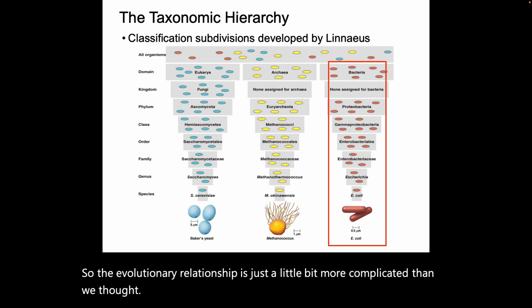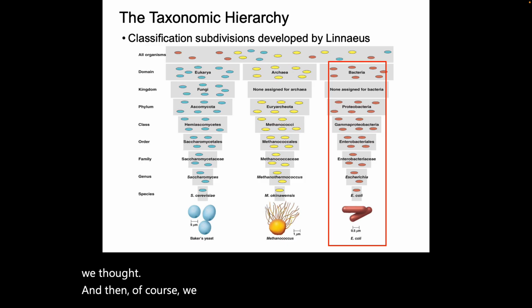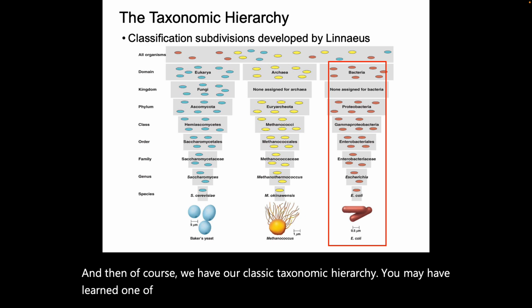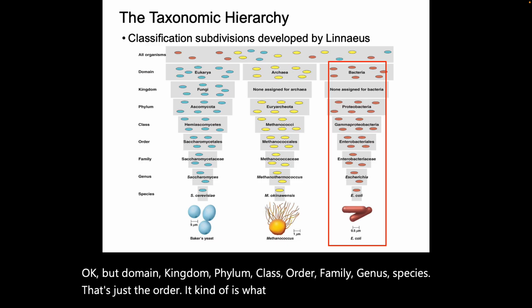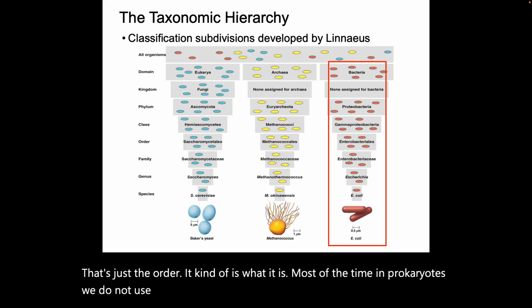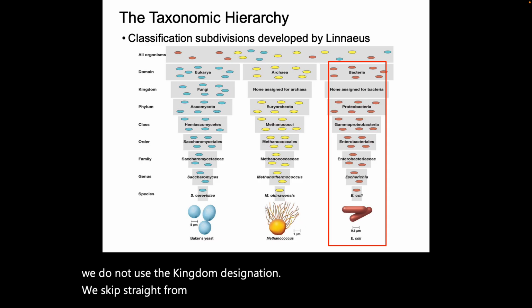And then, of course, we have our classic taxonomic hierarchy. You may have learned one of any number of mnemonic devices to remember the order. Okay, but domain, kingdom, phylum, class, order, family, genus, species. That's just the order. It kind of is what it is. Most of the time in prokaryotes, we do not use the kingdom designation. We skip straight from domain to phylum, but that's okay.